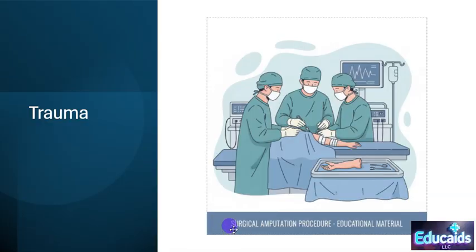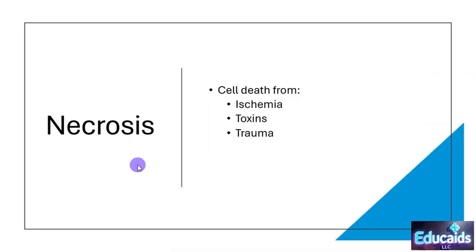Trauma. So we've got, for example, an amputation. Obviously, these cells are going to die because they are no longer getting nutrients. So with trauma, anytime you lose a limb, that's going to die. Okay, so that is that portion of it.